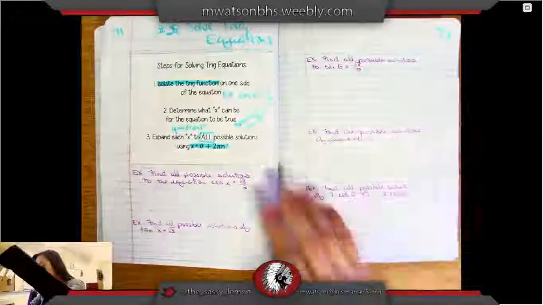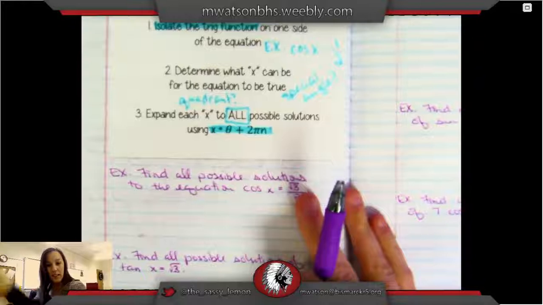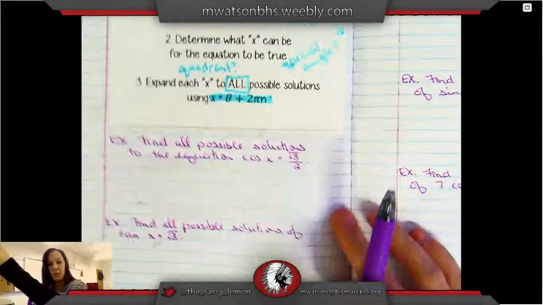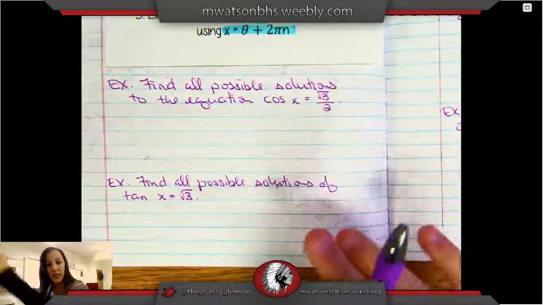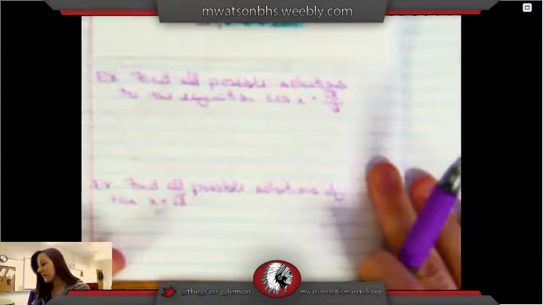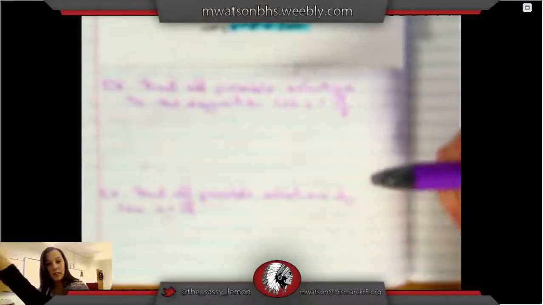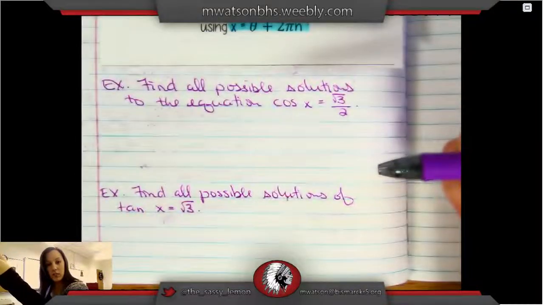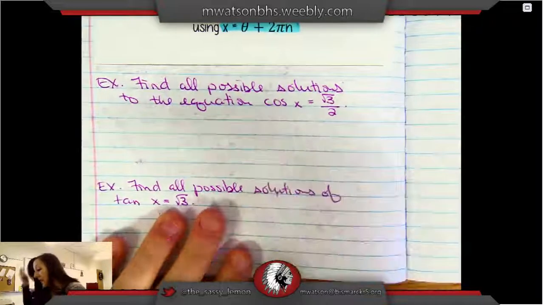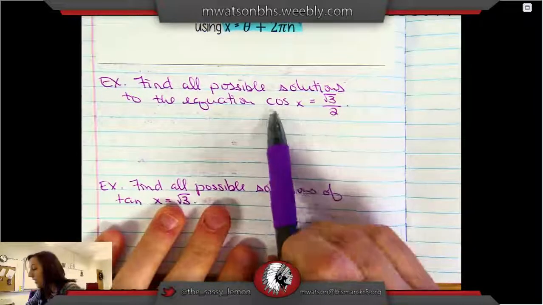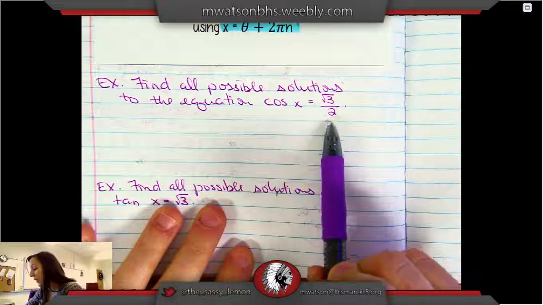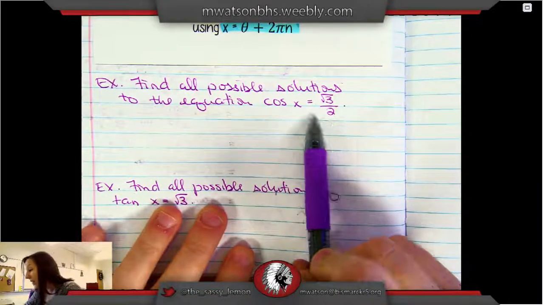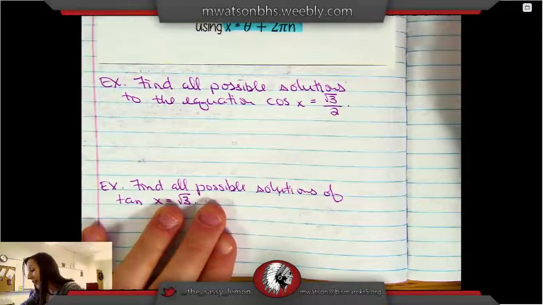Okay, so now that we've kind of gone over the basic steps, let's take a look at some problems. Go ahead and pause the video and write this problem down. Okay, so you can see that our equation is cosine of x equals the square root of 3 over 2. So step 1 has already been done for you.